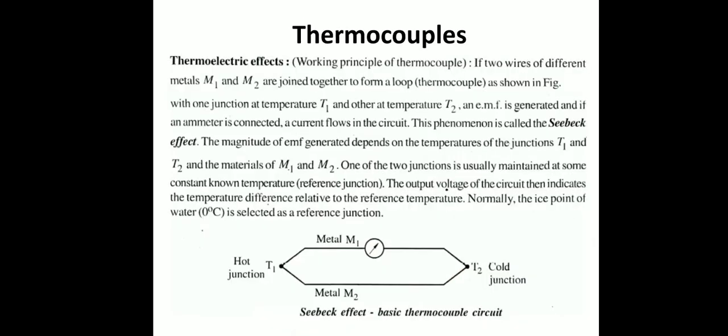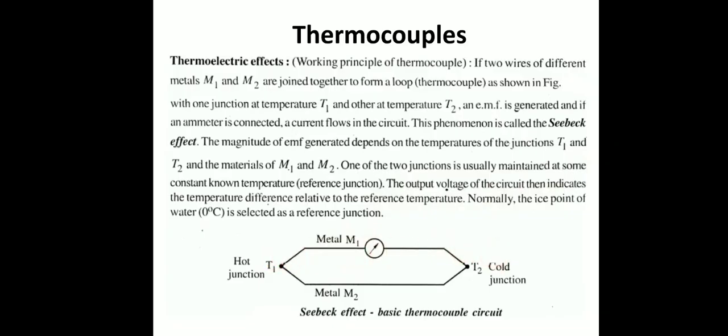The thermoelectric effects are detailed in the table. If two wires of different metals M1 and M2 are joined together to form a loop, that is known as a thermocouple, as shown in the figure. You can see the figure. First material is M1 and second material is M2, with one junction at T1 and the other junction at T2. That is, T1 is the hot junction and T2 is the cold junction.